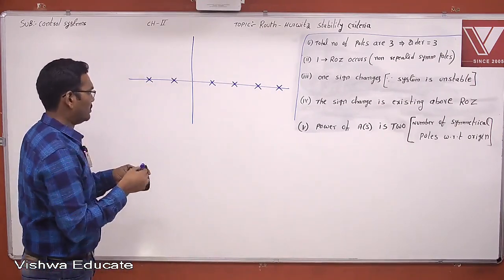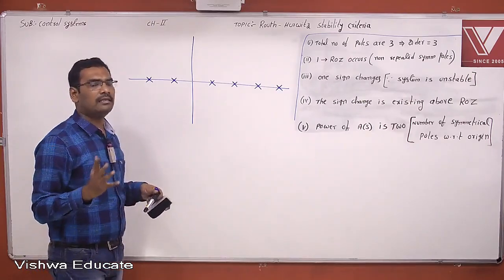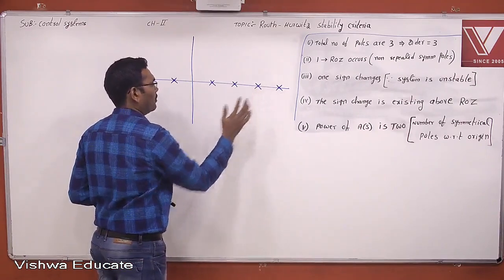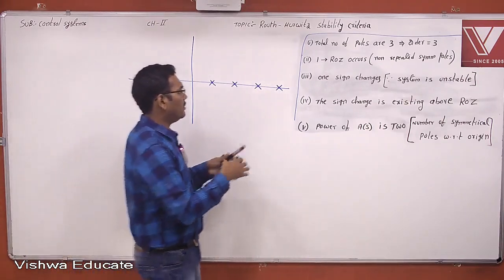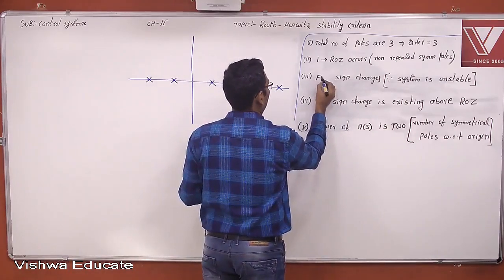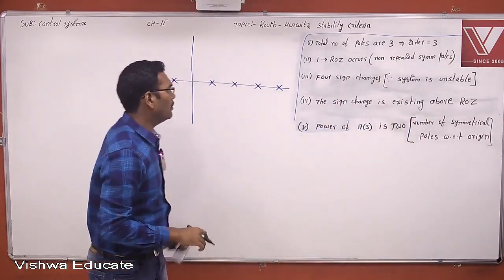Okay, now like this. First, the easy thing: how many poles on the right hand side? 1, 2, 3, 4. Four poles on the right hand side means there are 4 sign changes, right? So there are 4 sign changes. Clear? 4 sign changes, so the system is unstable. One point is completed.